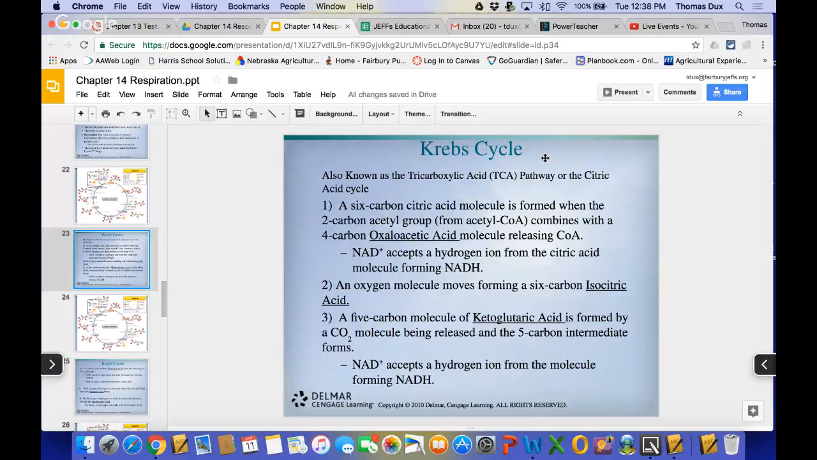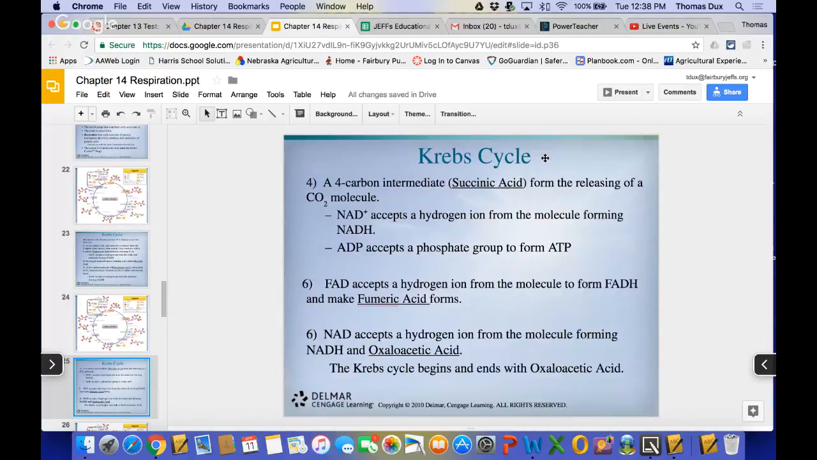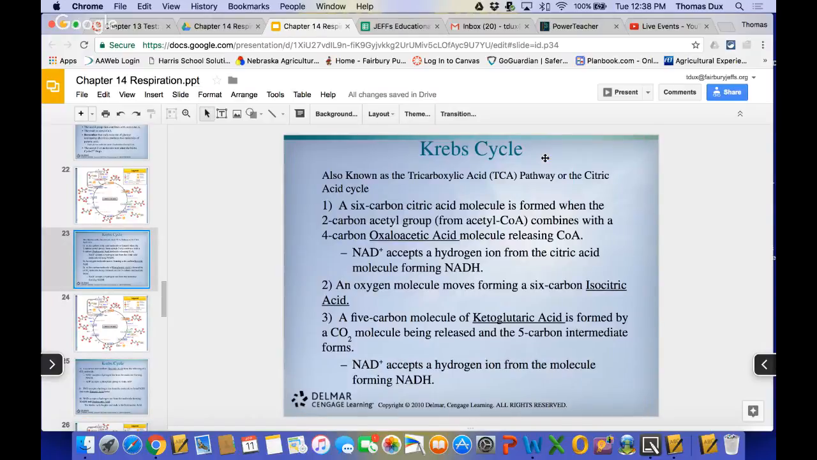All right. After we have a 6-carbon molecule turn into 5, carbon dioxide released, we now have another hydrogen ion that was accepted, and we have NADH being made again. Right here. So we have another NADH molecule being made, which is going to help carry electrons to the electron transport chain.